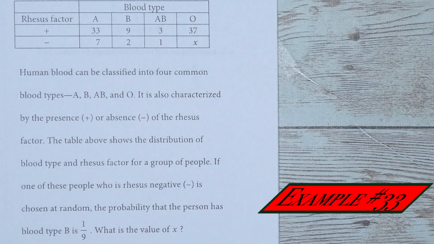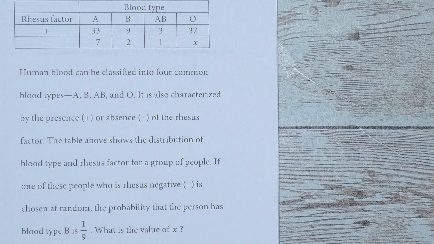The human blood can be classified into 4 common blood types, A, B, AB, and O. It is also characterized by the presence of a positive or negative of the rhesus factor. The table above shows the distribution of blood type and rhesus factor for a group of people. If one of these people who was rhesus negative is chosen at random, the probability that the person has blood type B is 1 over 9. What is the value of x?